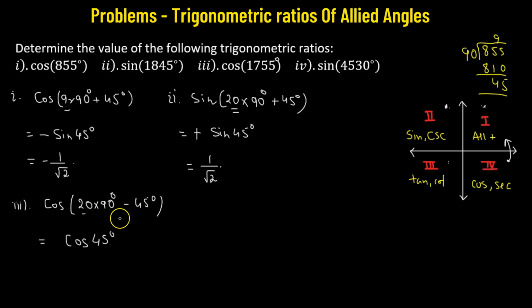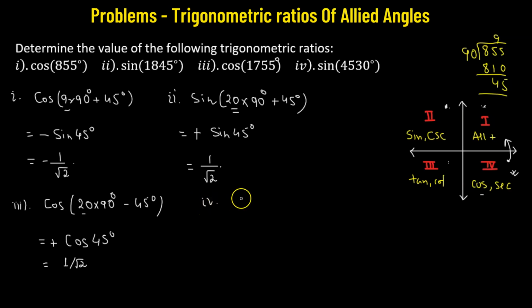In terms of quadrant, we will be in the fourth quadrant, because we have a multiple of 20, but we are also subtracting 45 degrees from it. Luckily, 45 degrees being an angle less than 90 degrees, we're still going to lie in the fourth quadrant. Now in the fourth quadrant, the cosine function is positive, so we're going to get positive cosine 45 degrees, and this has a value of 1 over square root of 2. Moving on to the fourth problem.